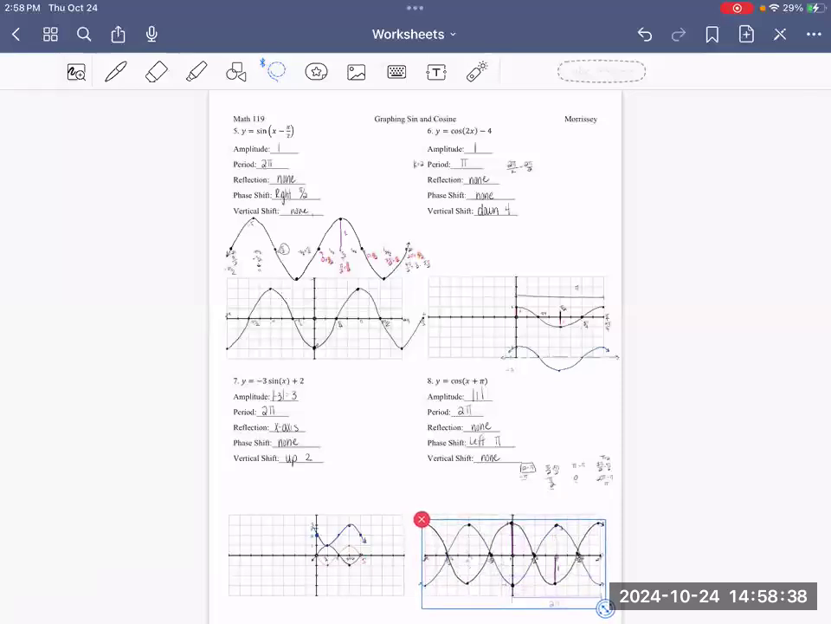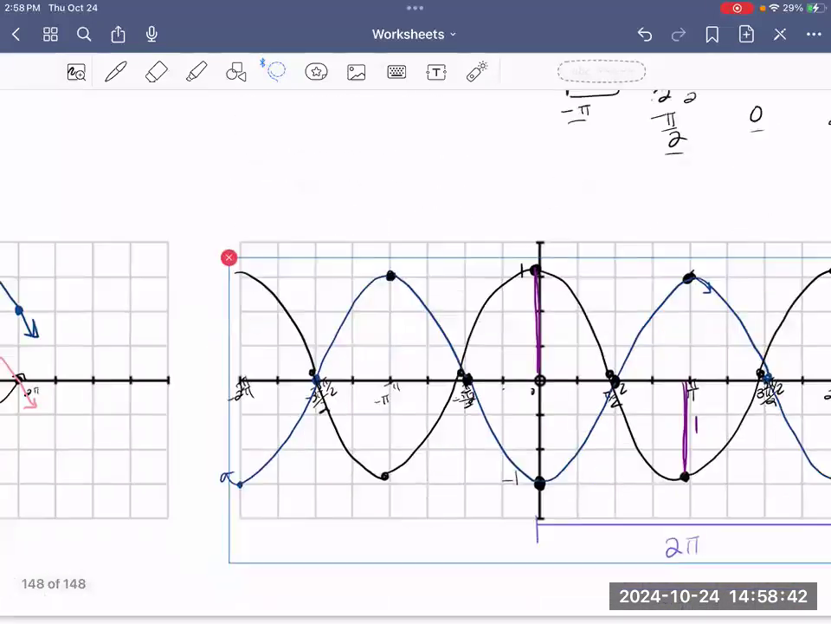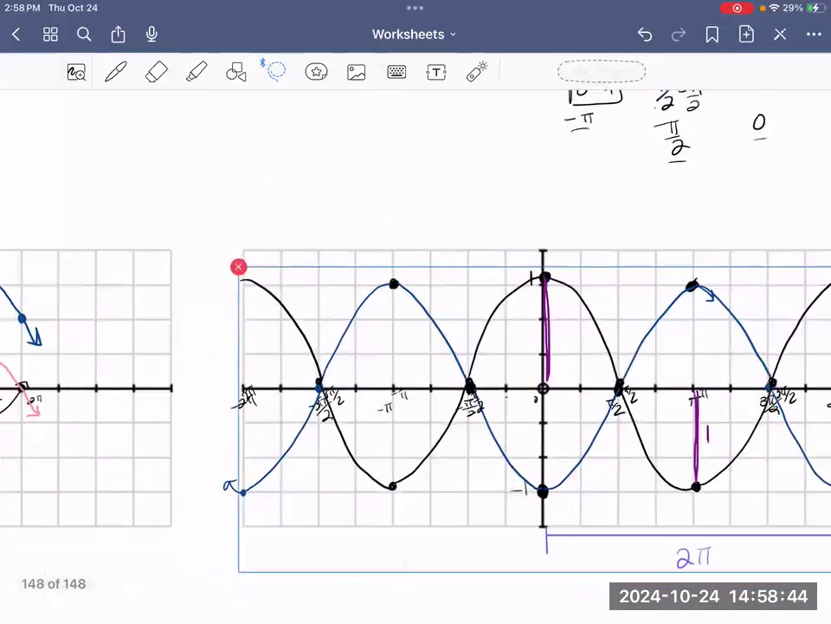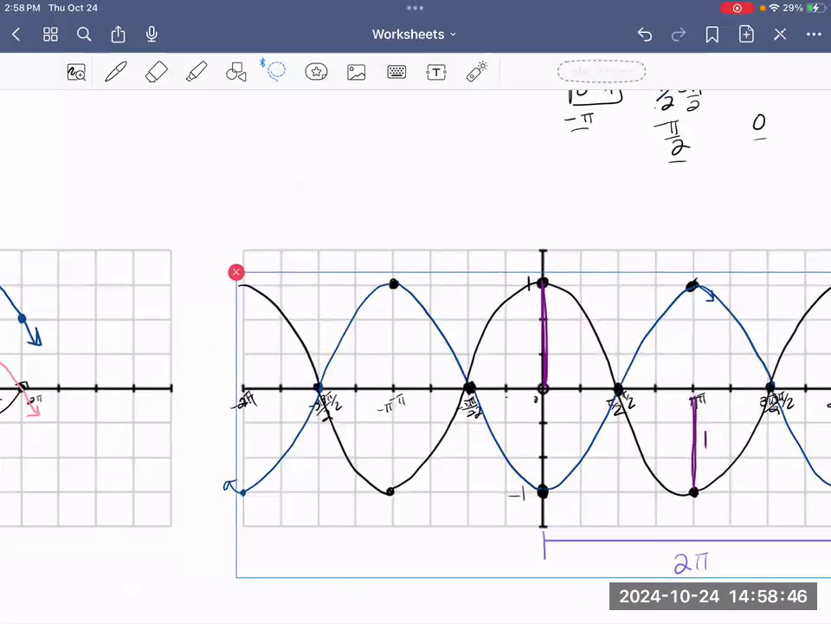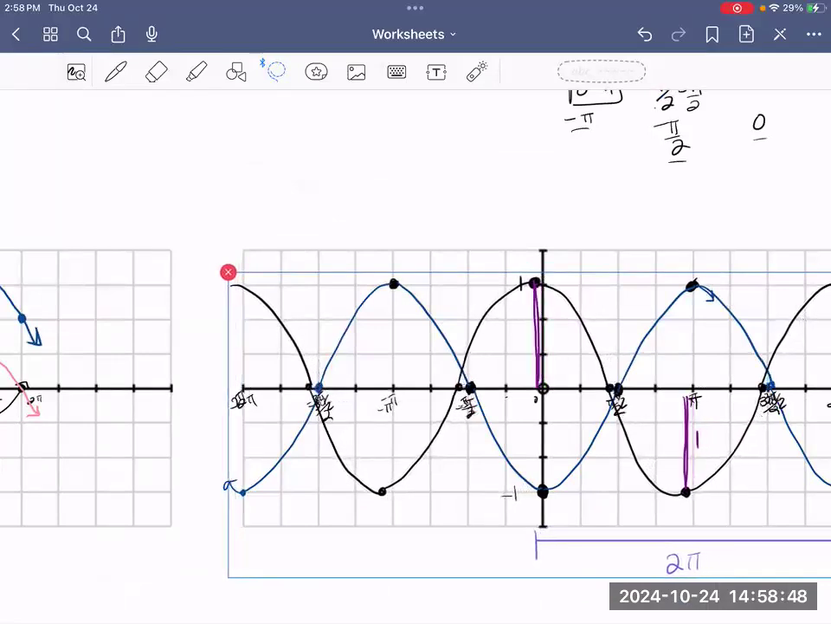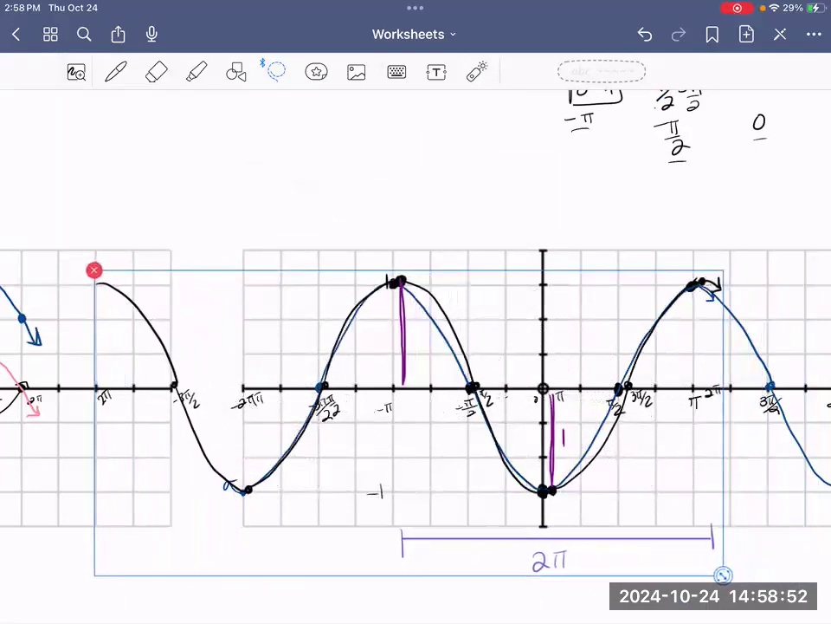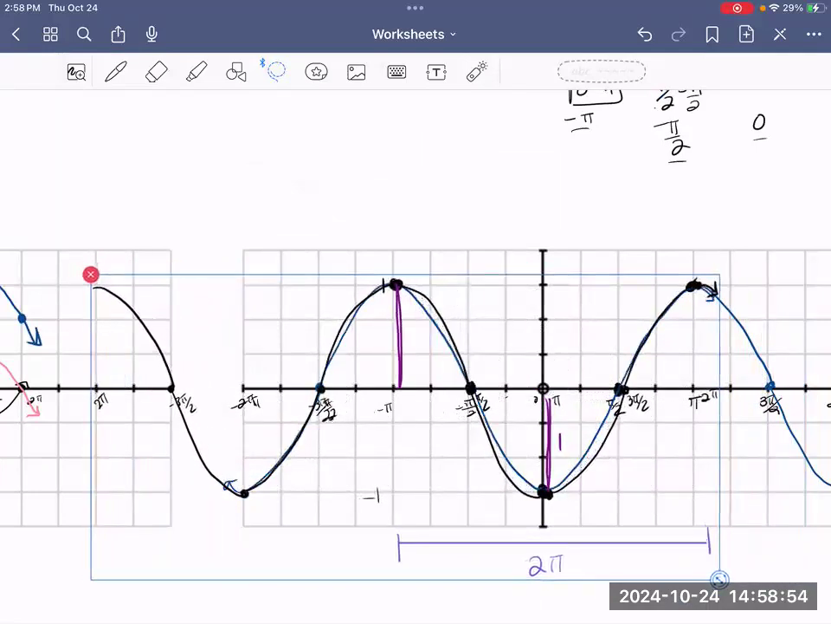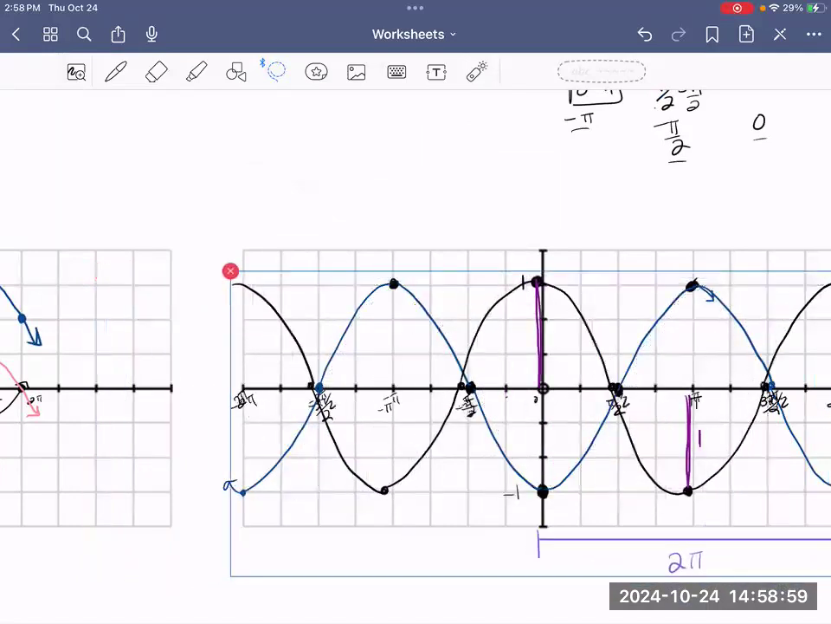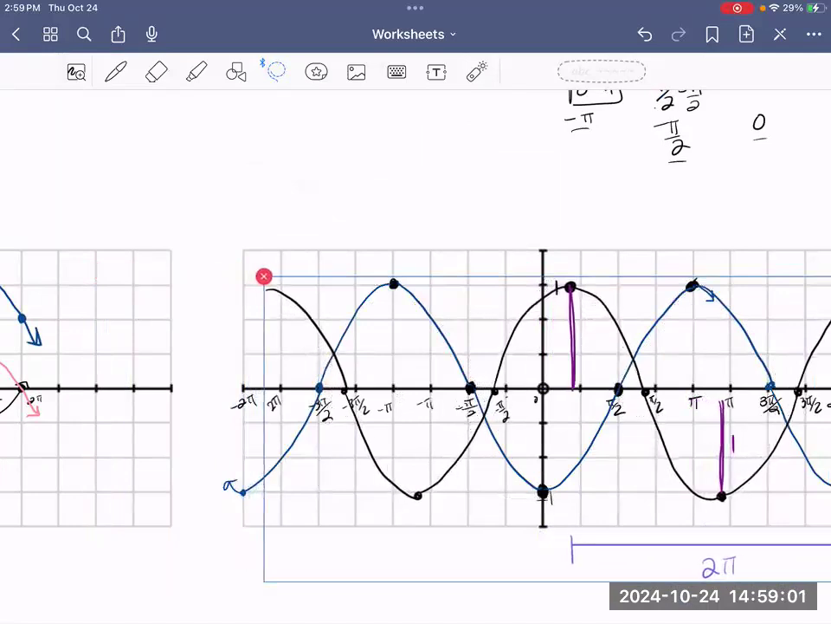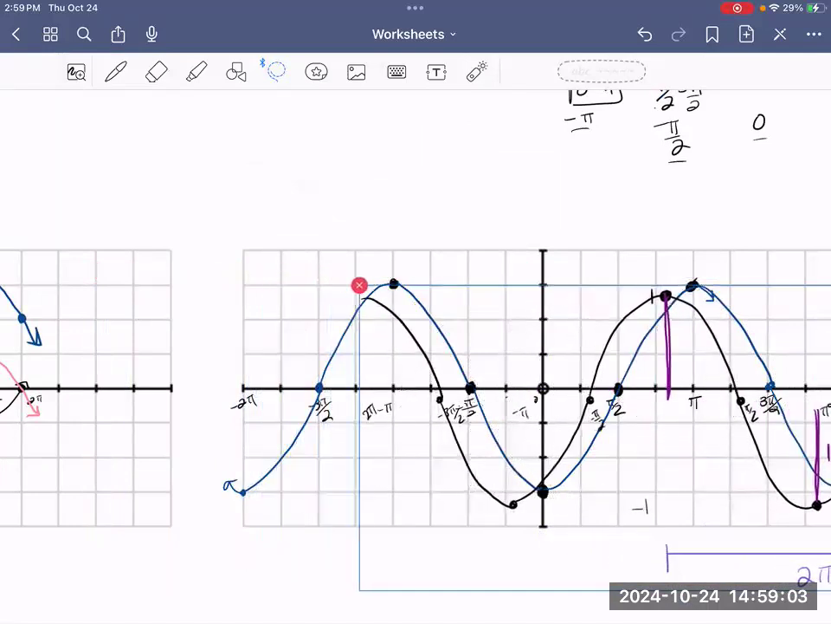So if this is my original graph, the one in black, and I shift it to the left by pi, notice how I'm going to be moving these values here all the way over by pi. And it should line up just as we have it over here. If we were to move it to the right, we're just moving those x values to the right by that pi amount.